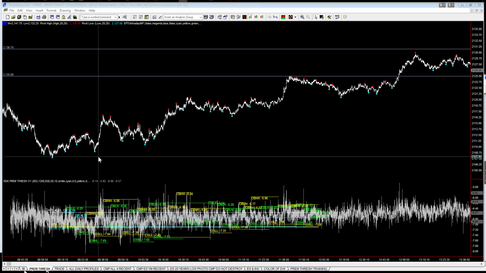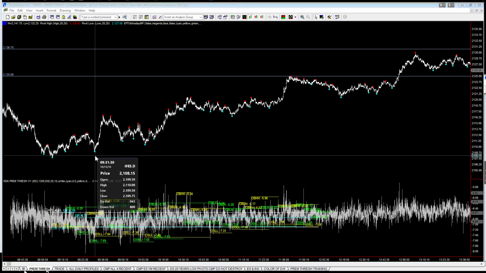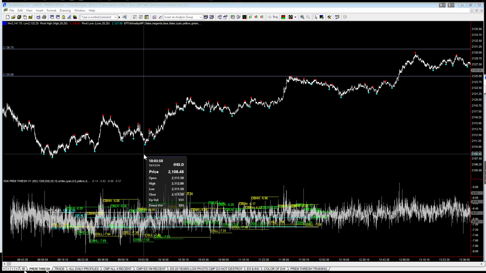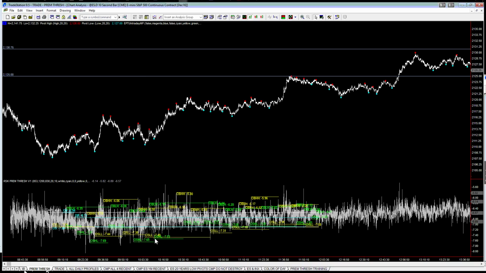Now, you've got an oversold condition over here. You get another oversold condition right in there as well. These yellow lines, the premium is stepping up and continues to step up.